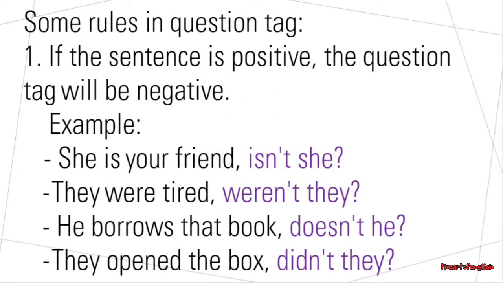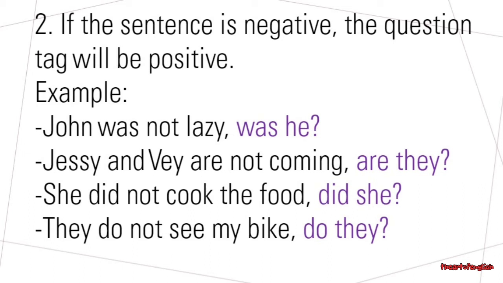Now we go to the second rule. Okay, the second rule: if the sentence is negative, the question tag will be positive. For example, in the first question tag, the sentence: John was not lazy, was he? For this case, because the sentence is negative, we change the question tag to positive. Because was not is the negative, the question tag will use was. And then we put the subject he because John is replaced by he.